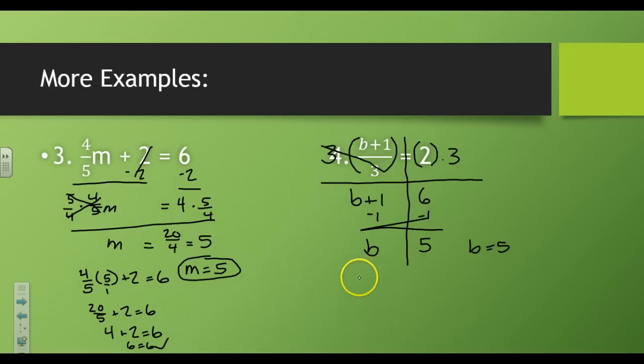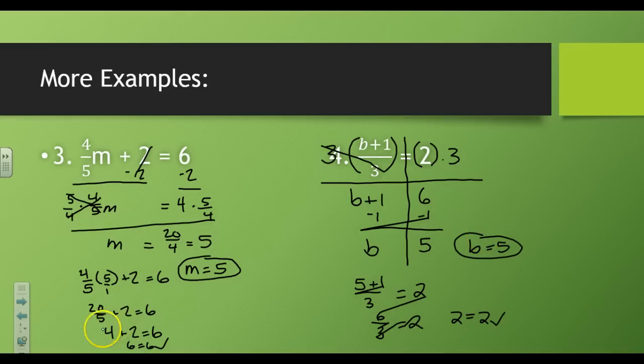If I want to check that, I can place 5 where the b is, plus 1. And remember we divided that by 3 equals 2. Well, 5 plus 1 is 6. I'm sorry, I don't know why it's joining lines like that. 6 divided by 3 equals 2. Well, 6 divided by 3 is 2, and 2 equals 2. So my answer truly is b equals 5.